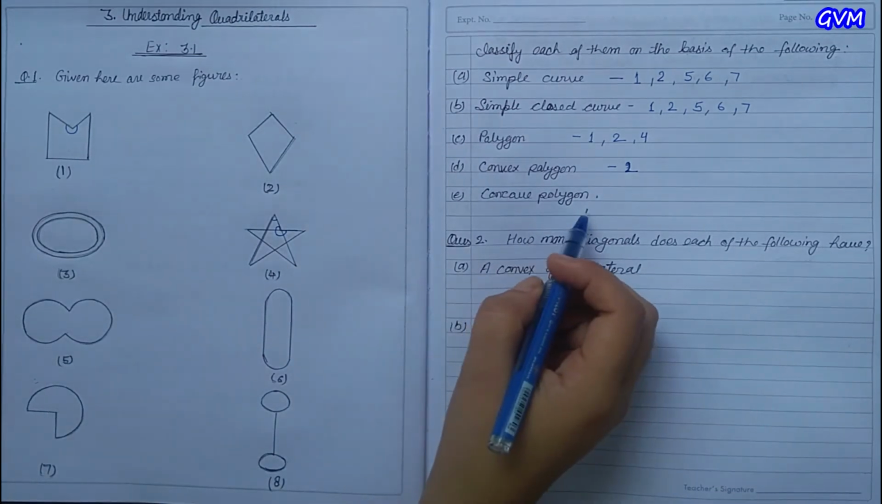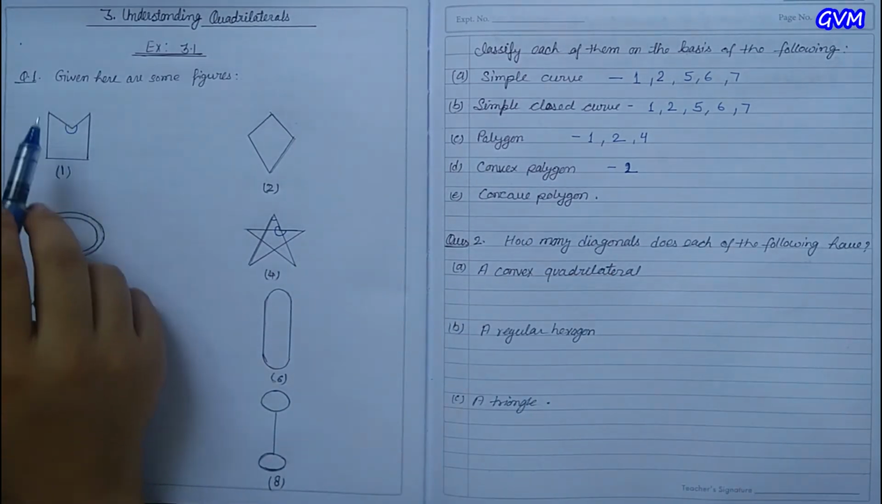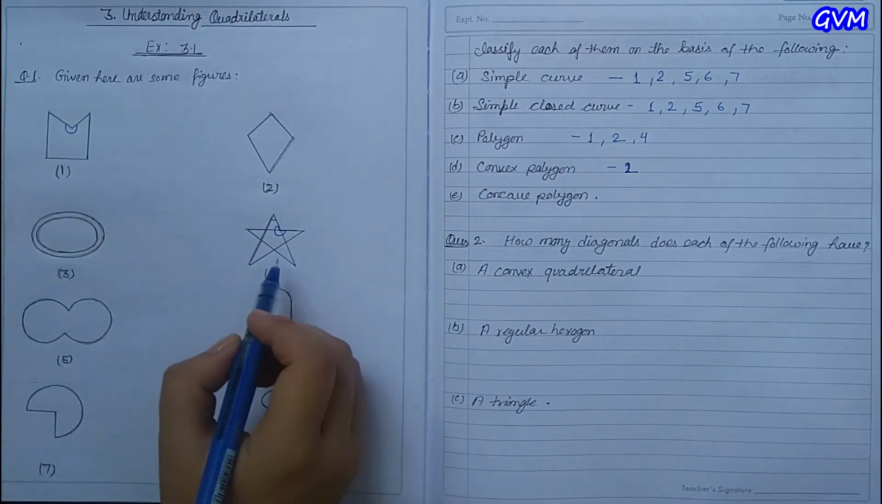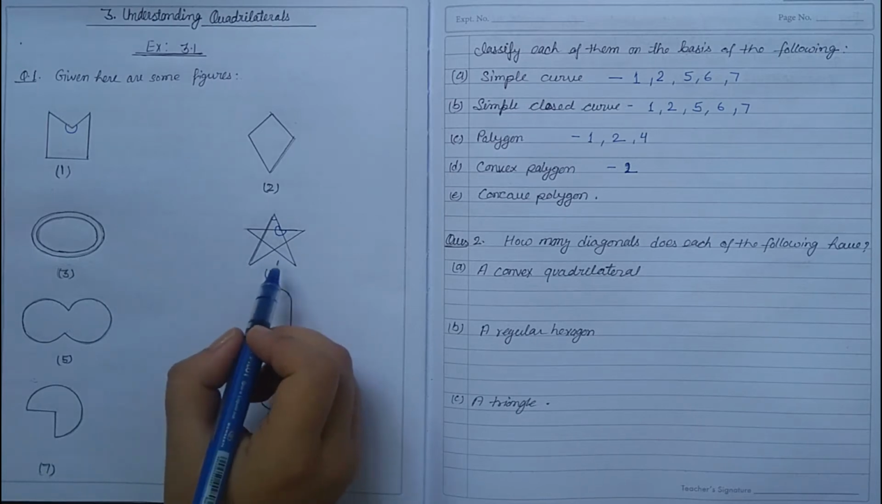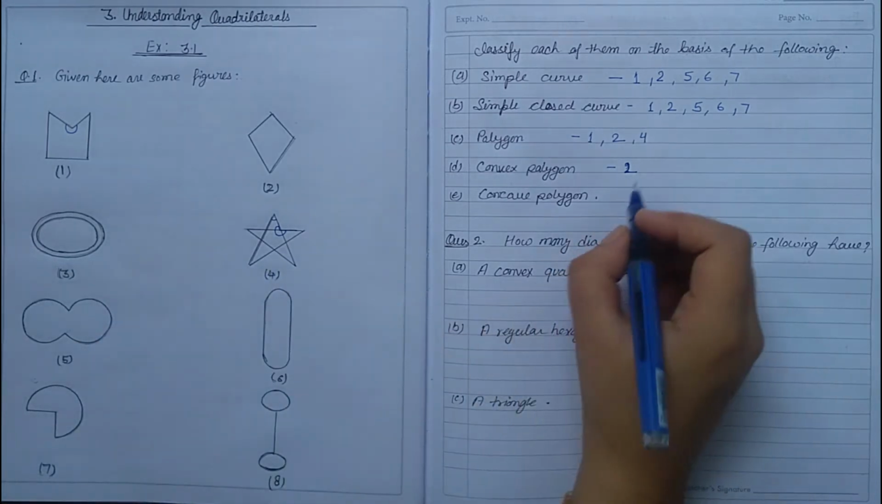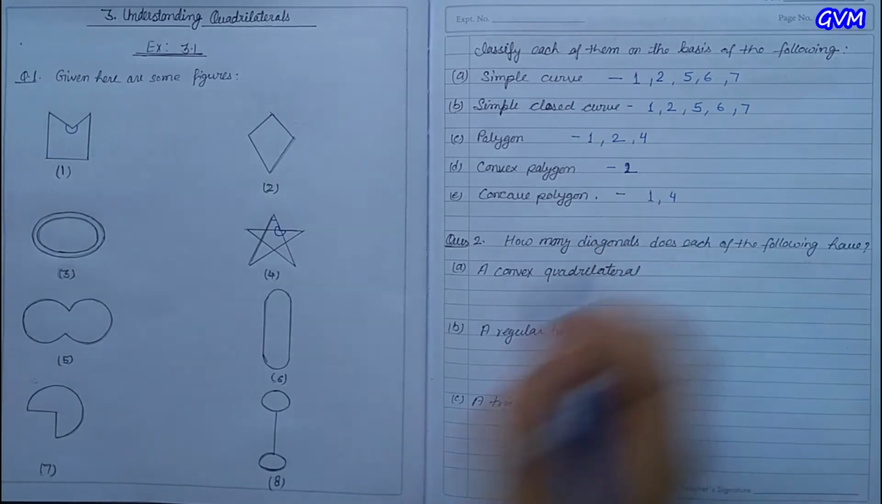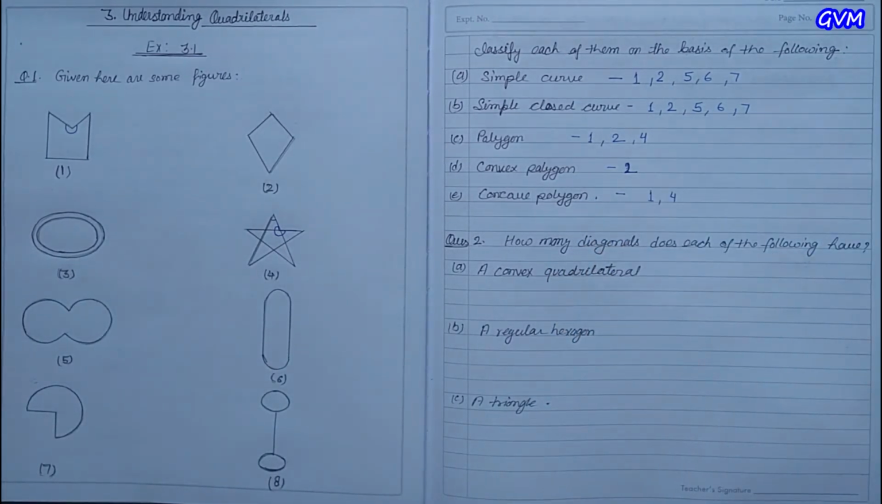Now, concave polygon. As we have discovered here, figure 1 has an angle of more than 180 degrees and figure 4 has also more than 180 degrees. So these two figures are concave polygons. So 1 and 4. So this is the first question.